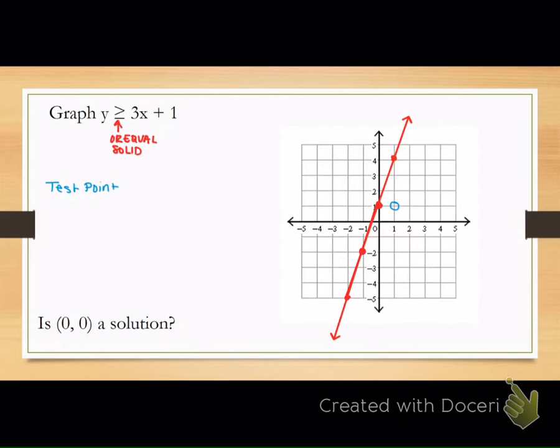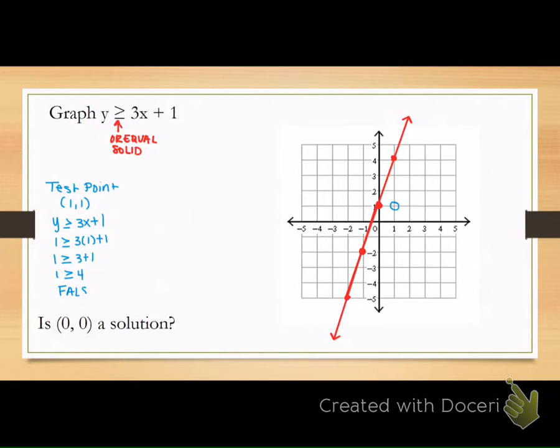So we're using that as our test point, and we're going to go back to our original and see if that's true. So is 1 greater than or equal to 3 times 1 plus 1? So is 1 greater than or equal to 4? Is this true or false?